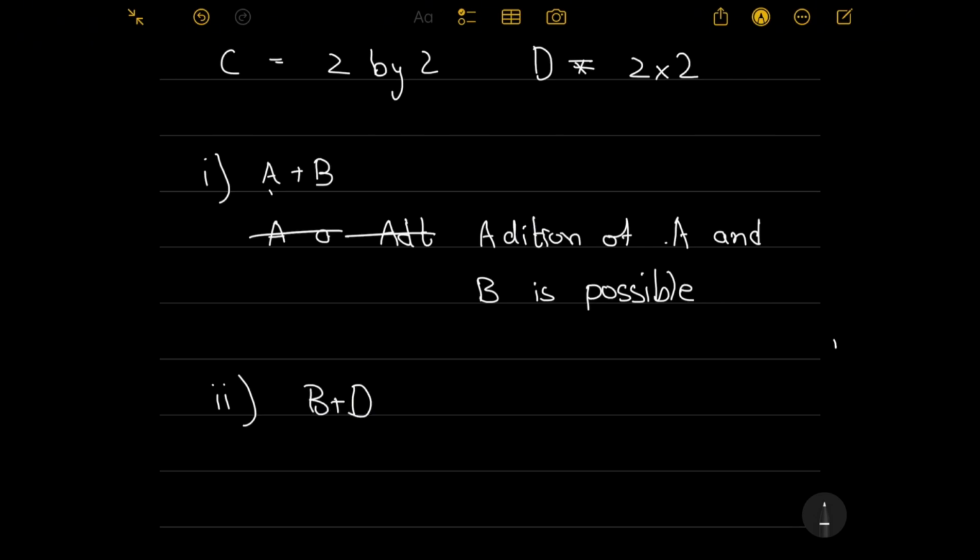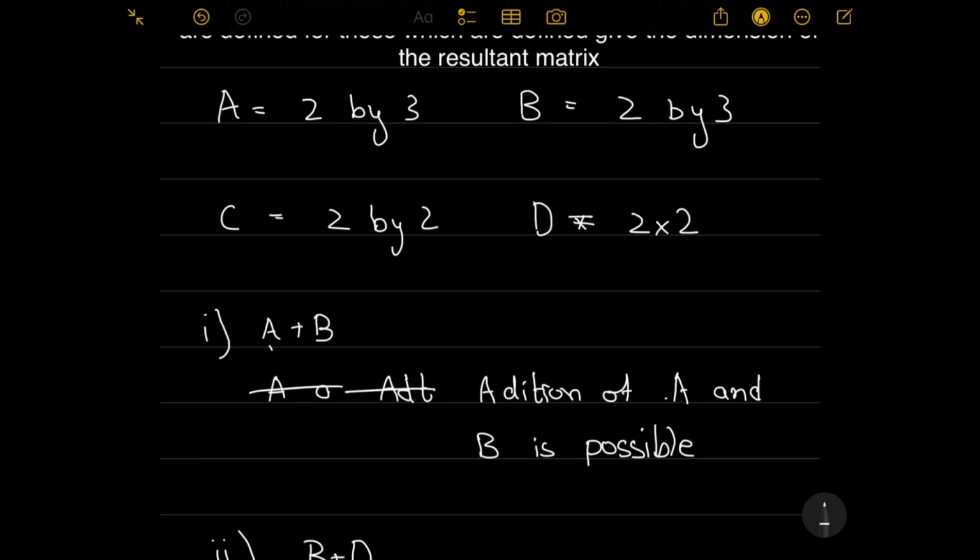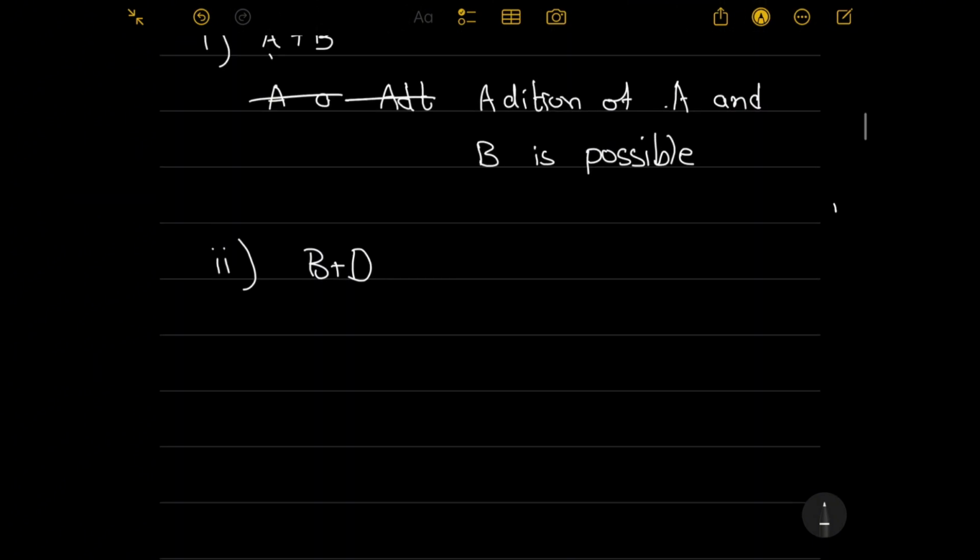Part 2 says B plus D. So B is a 2 by 2 matrix and D is a square matrix. The important thing is a square matrix may be 3 by 3, 2 by 2, or 4 by 4, which means the rows and the columns are the same. So it's not necessary it's 2 by 2 here. It can be 3 by 3, 4 by 4, 5 by 5. We just know it's a square matrix. So D and B cannot be added because their orders are not the same.